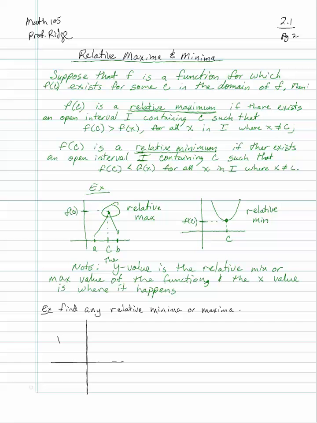The x value is where it happens. Okay, so the y value is the relative minimum or maximum, and then the x value is where that relative minimum or maximum occurs. Alright, so we want to find relative minimums and maximums.